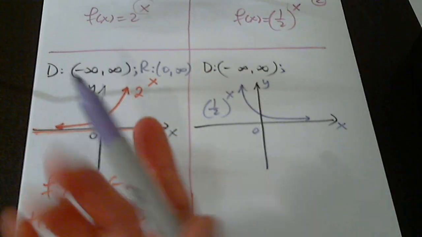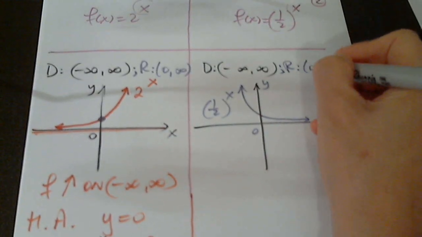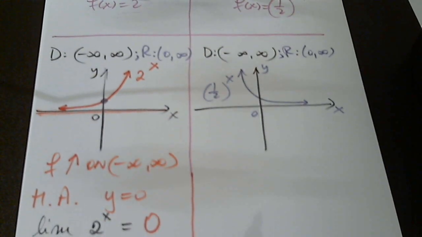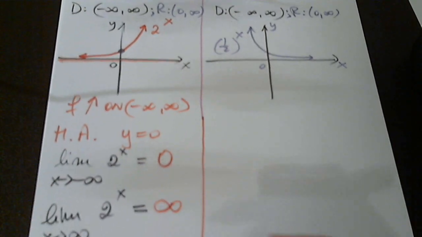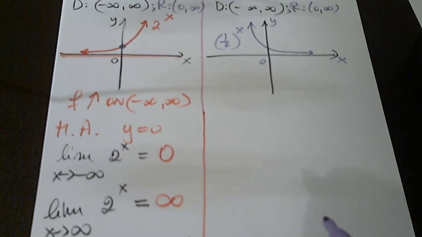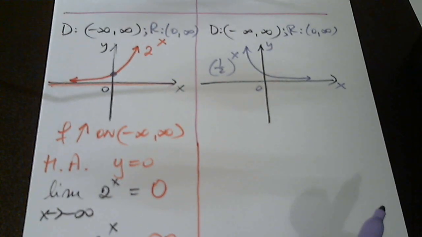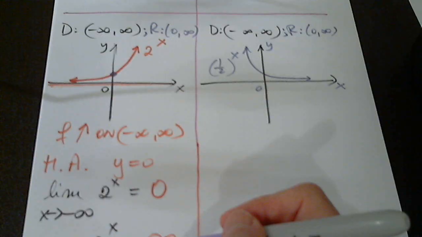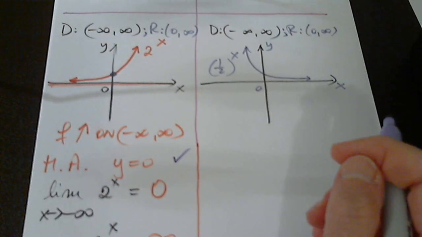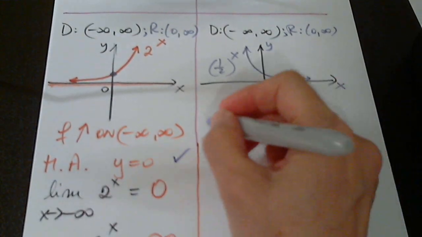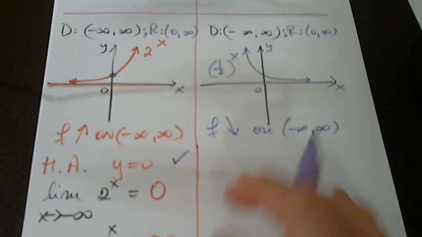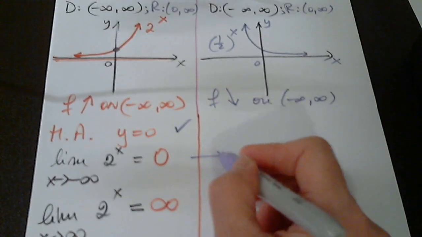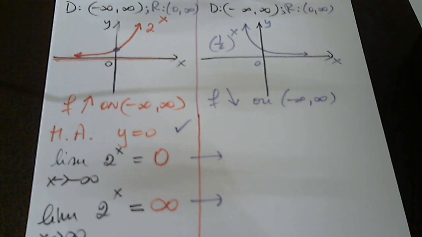The range is the same, 0 to infinity. The only thing that changes: no x-intercept, (0, 1) is the y-intercept. The limits will be different. The horizontal asymptote is the same, and the function is decreasing on negative infinity to infinity. So now let's only determine the limits because there is no other change.